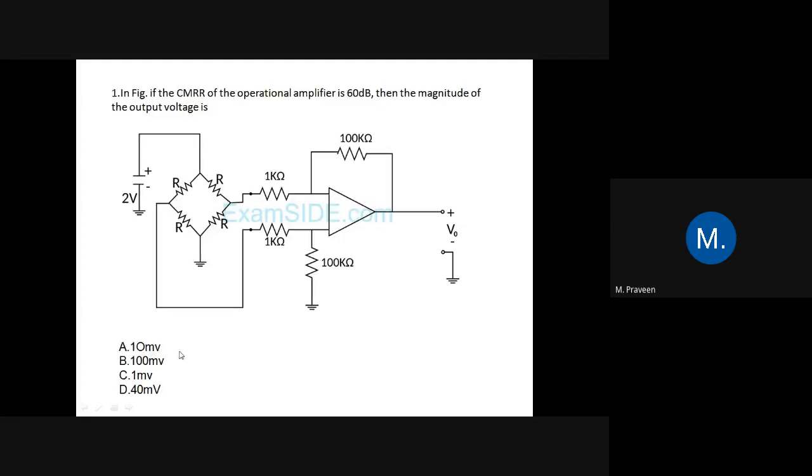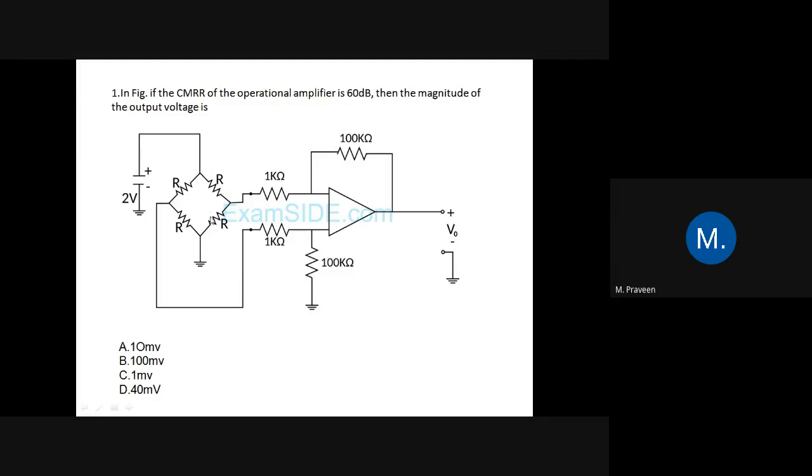There are four options. Option A is 10 millivolt, option B is 100 millivolt, option C is 1 millivolt, and option D is 40 millivolt. To find the output voltage, first we have to divide the whole circuit into two sections. This part will be the first section, and this one is going to be the second section.